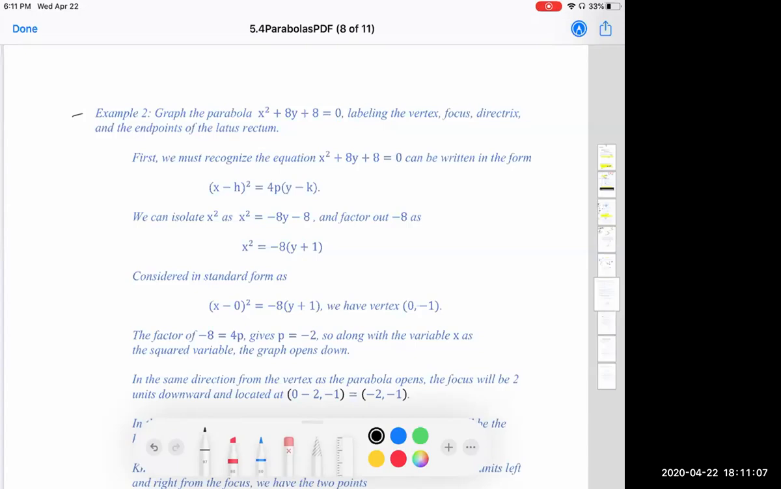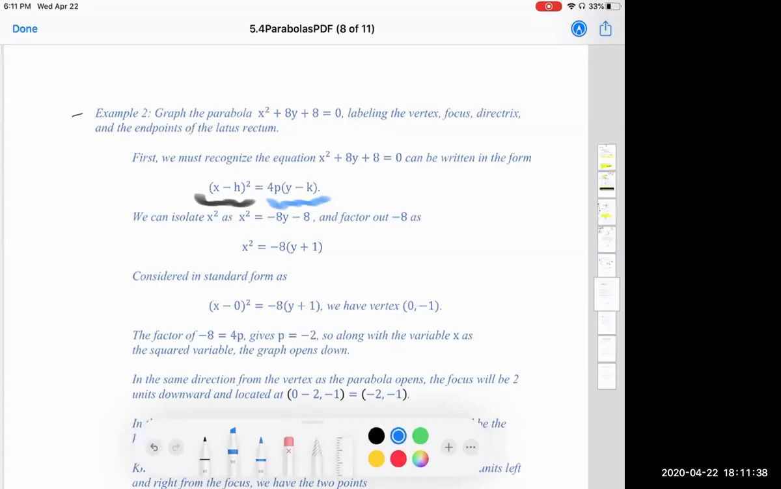First, we recognize the equation x squared plus 8y plus 8 is equal to 0 can be written in the form. So if ever you're working with something, take a moment to write down the formula. What is our formula again? We have it there. Okay. For this formula, you want your squares on one side. In this case, it's your x's. And you want your numbers without a square on the other side. In this case, it's our y's.